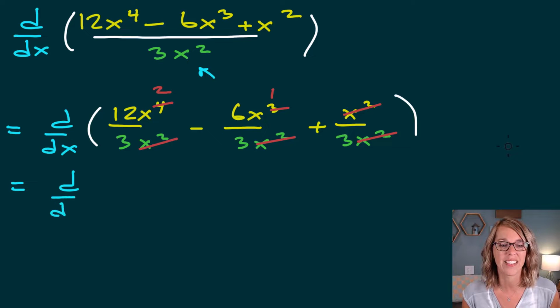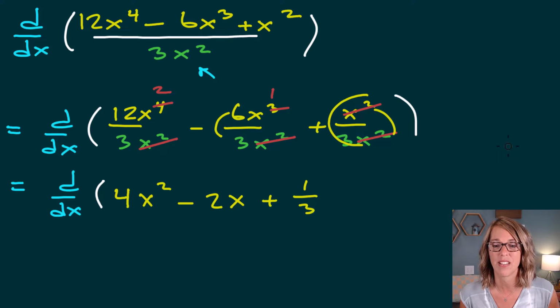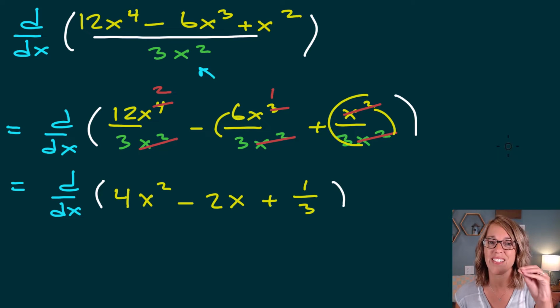So I've got d/dx. And then inside of my parentheses, I've got this nice polynomial. I've got the 12 divided by 3, that's equal to 4. And then I have an x squared left, x squared. Minus 6 divided by 3, that's going to be a 2. And I've got an x to the first left. And over here in this last term, I just have the 3 in the denominator. So I'm going to write that as plus 1 divided by 3. I'm ready, since I've got this nice simple polynomial, to take the derivative term by term.